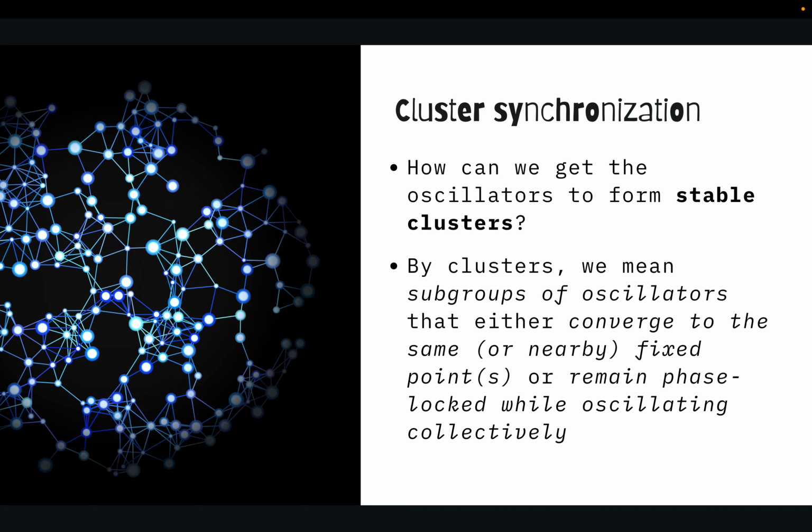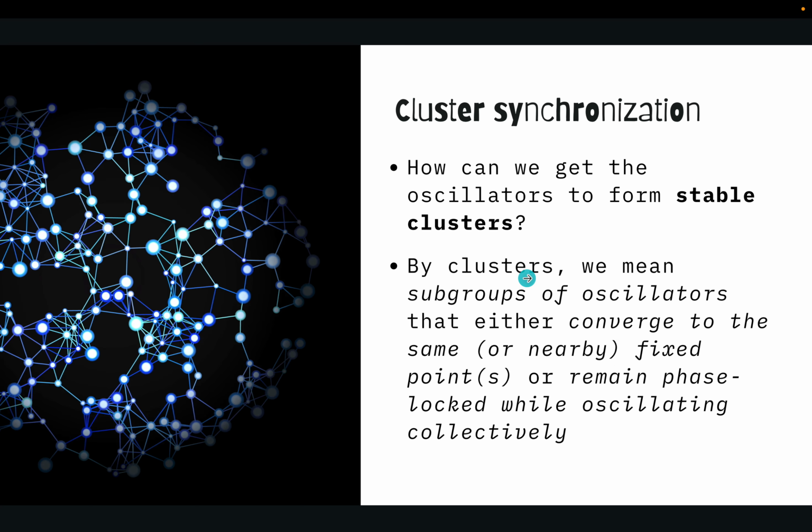And A, B, and C are not very close, because if they're very close, more or less everyone comes and fixes at almost the same point. So in that case, we will see that there are 3 clusters: the first 30, the second 30, and also the 40 others. So that's what I mean by clusters: subgroups of oscillators that converge to the same or nearby fixed points.